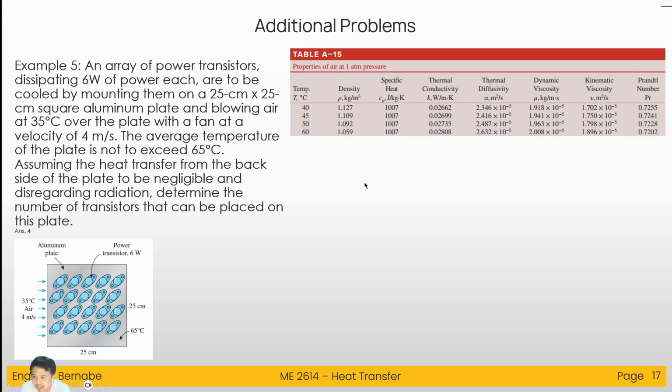So we have an array of power transistors dissipating 6 watts of power each, and they are to be cooled by mounting a 25 by 25 square aluminum plate and blowing air at 35 degrees Celsius over the plate with a fan at a velocity of 4 meters per second. The average temperature of the plate is not to exceed 65 degrees Celsius. Assuming heat transfer from the back side of the plate to be negligible and disregarding radiation, determine the number of transistors that can be placed on this plate.